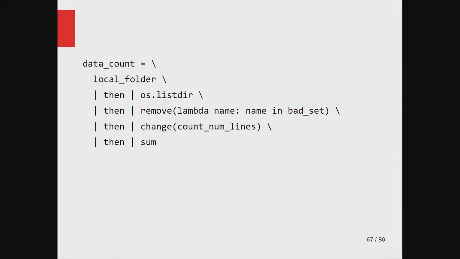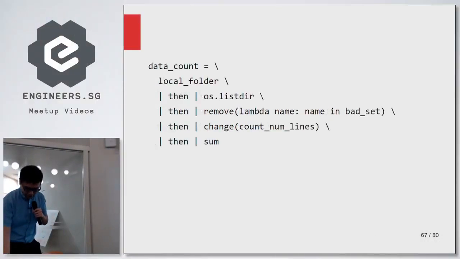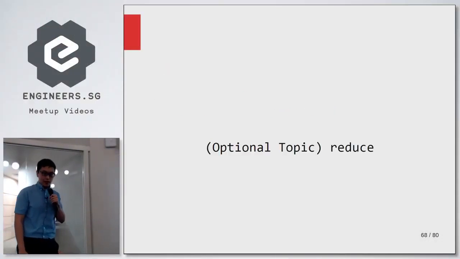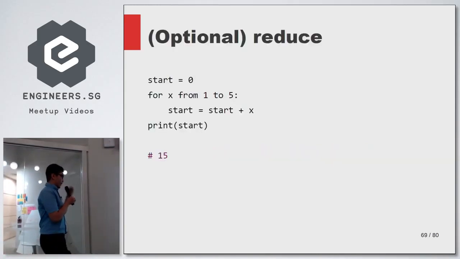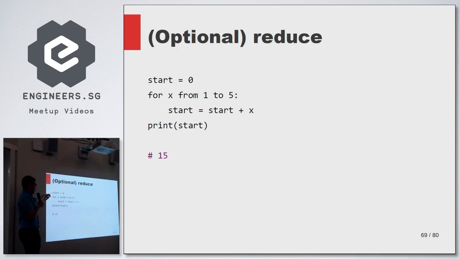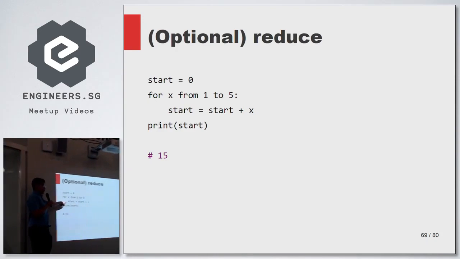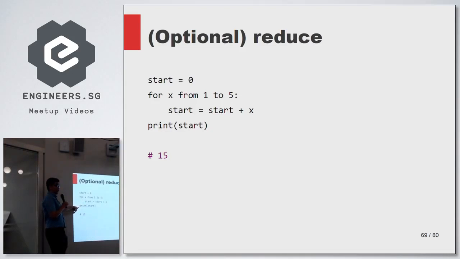So that's roughly it. Let me do a little bit of extra about functional programming. There's also the optional topic about reduce. Take a look at this code over here. You start with 0. From x from 1 to 5, you add to the starting result, and you print out your result. From 0, you add 1, 2, 3, 4, 5, and then you print. You get the answer of 15.